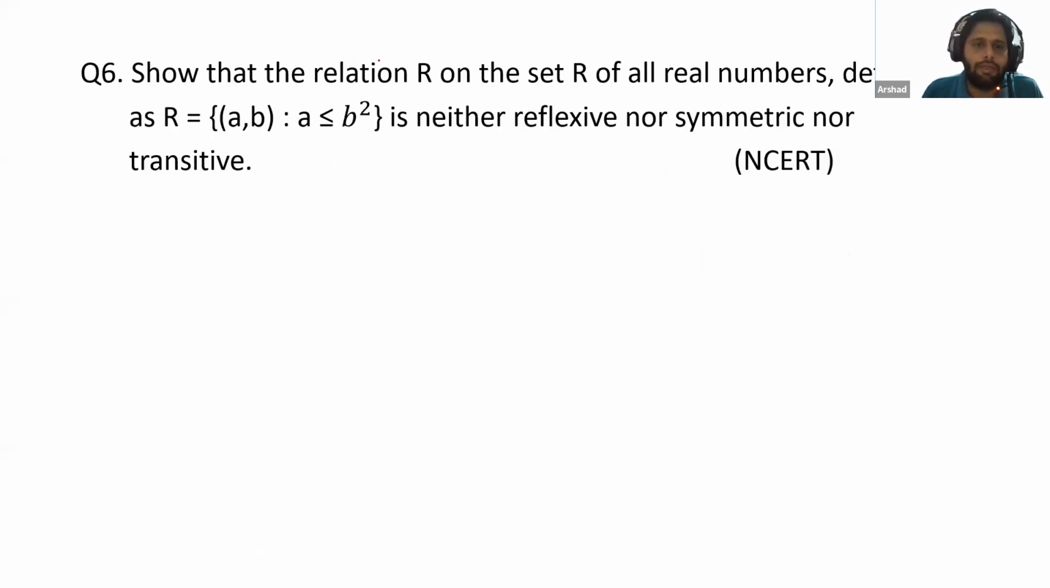Okay, then we have this question where they are saying neither reflexive nor symmetric nor transitive. So in this question, you need to give the examples. Please start this question. Give me an example first for reflexive. First, give an example for reflexive for which this is not correct.